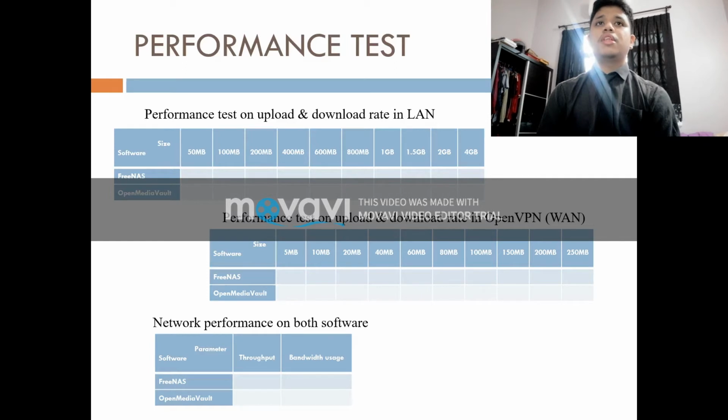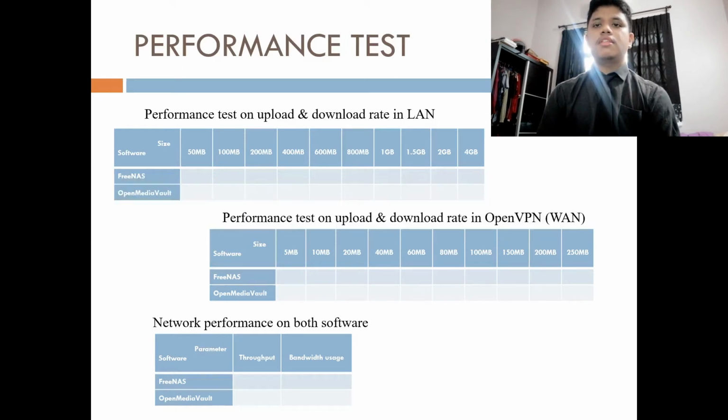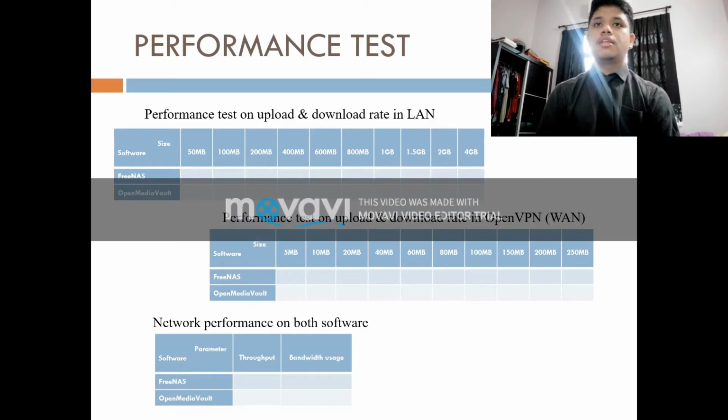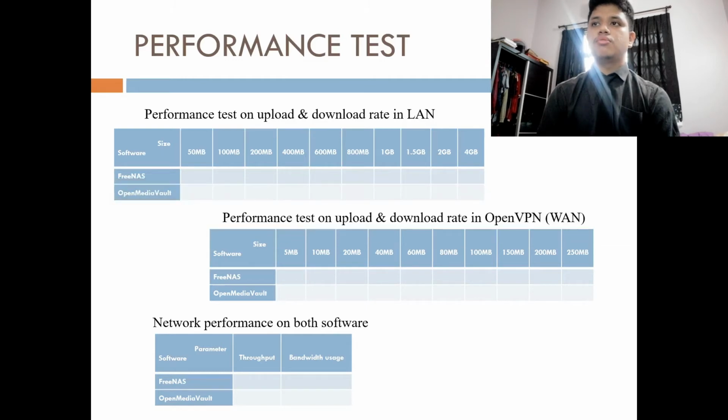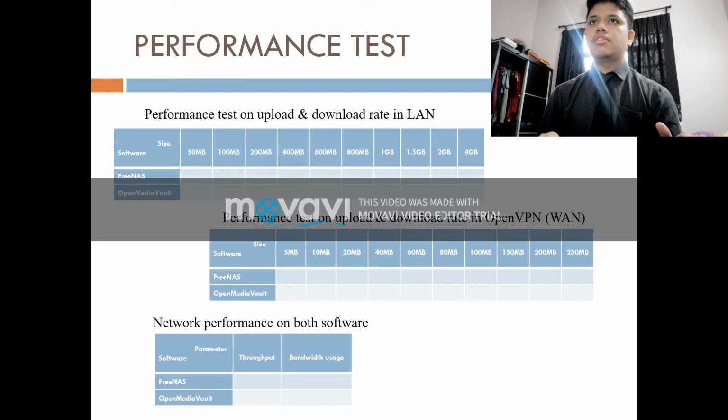For the upload and download rate, there are 10 files with different sizes. They range from 50 megabytes to 4 gigabytes. For the upload and download rate in OpenVPN, the file size is reduced, ranging from 5 megabytes to 250 megabytes. Now I'm going to show a demo on how the project is executed.